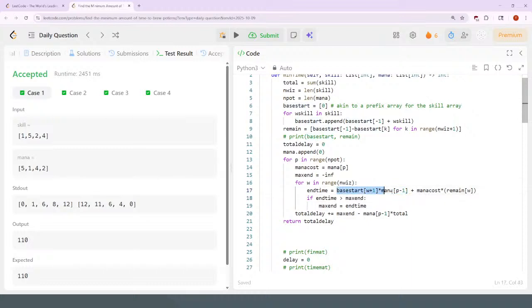So that's the start time of when they start the current potion, and then the end time is going to be however long the remaining time is, scaled by the cost of the current potion. Actually, I think maybe this mana cost is just unnecessary to define. Remaining costs times mana of P.